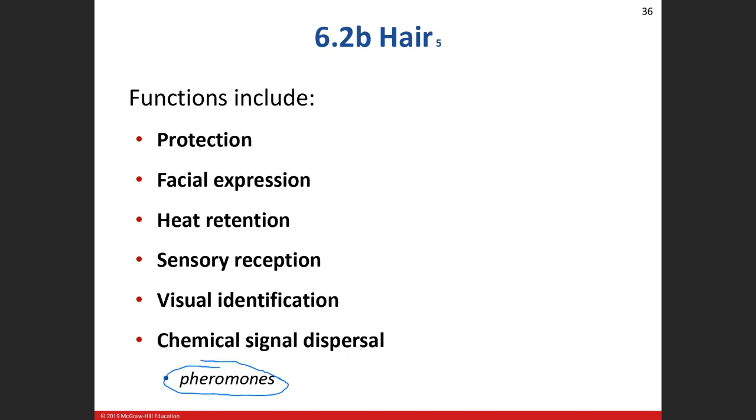And then pheromone dispersal. Pheromones are a chemical that your body produces that's supposed to be like your scent, and it gets onto the hair. If you're sweating, sometimes pheromones are described as stinky, someone doesn't smell good, but part of that is because the hair actually helps to disperse some of that scent, the pheromones.